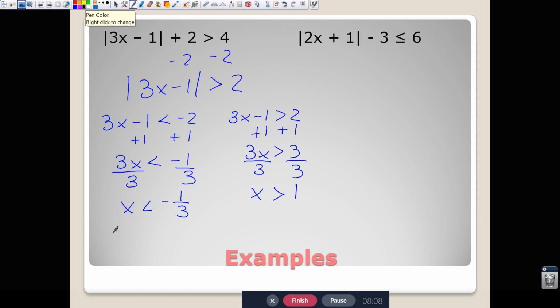So our number line, we'll have negative 1/3, which is somewhere around here, and 1, which is somewhere around there. And these are open circles because they are not equal to. And then it is x is less than and greater than.